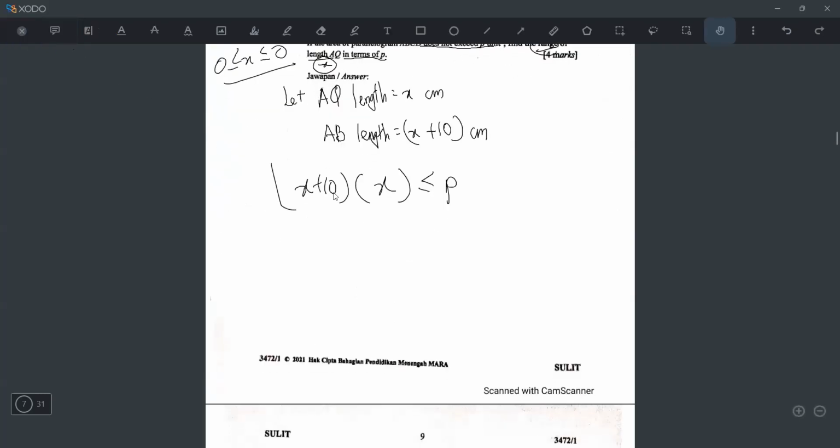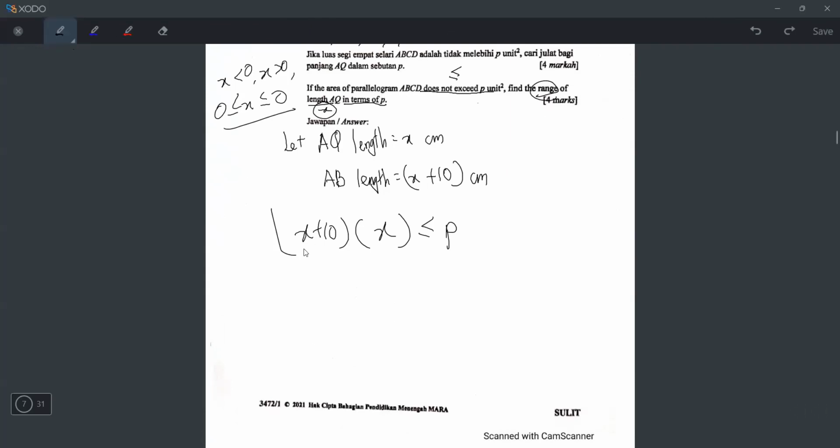So what I do here, I can expand. x times x is x squared, x times 10 is 10x. And the plus p I can move over, become minus p, smaller than or equal to 0. Until here, I got stuck already because I cannot factorize this, because I don't know what my c is. And I cannot use my calculator because I don't know what my a is 1, my b is 10, my c is negative p. So I cannot find my value of x by using the factorization method.